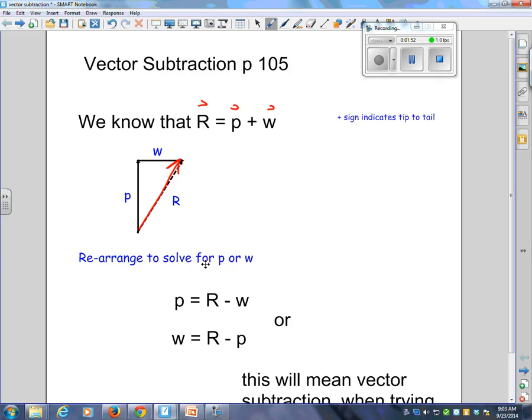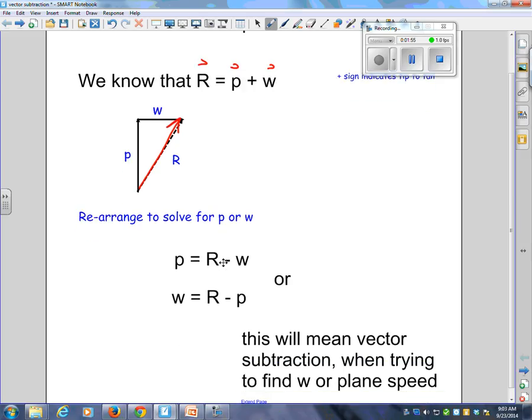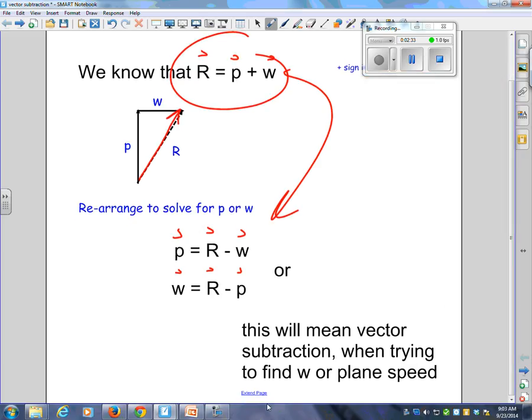So rearrange to solve for P or W. If you rearrange for P, the plane vector is the resultant minus the wind, or the wind vector is the resultant minus the plane vector. Does that make sense? Just from a pure arithmetic formula, symbol manipulation standpoint. I'm getting a few nods, but I'm not real sure. I need that feedback, guys. You're okay with it though, Peyton? Okay. So this means vector subtraction when trying to find the wind or the plane speed.